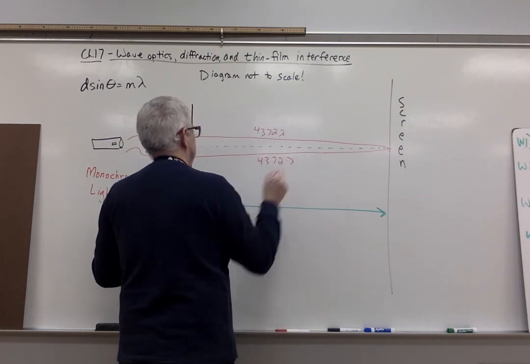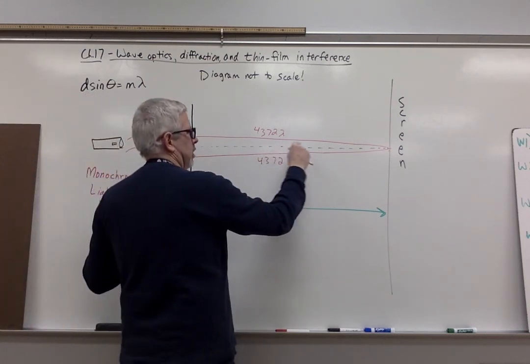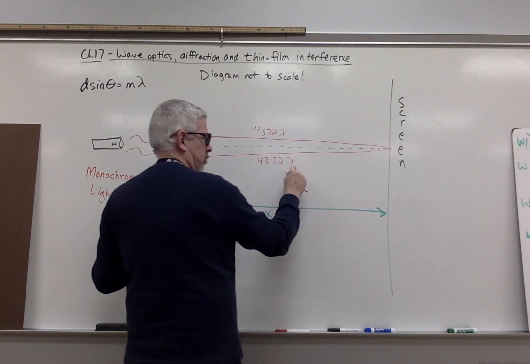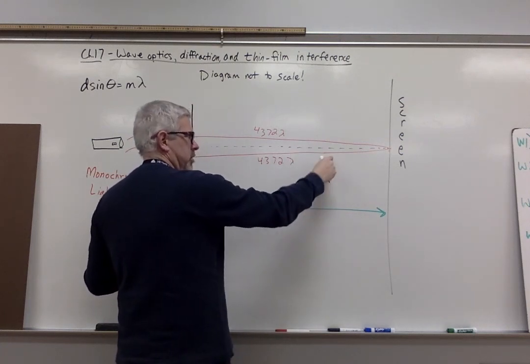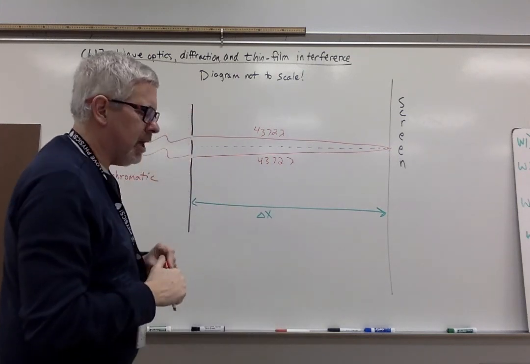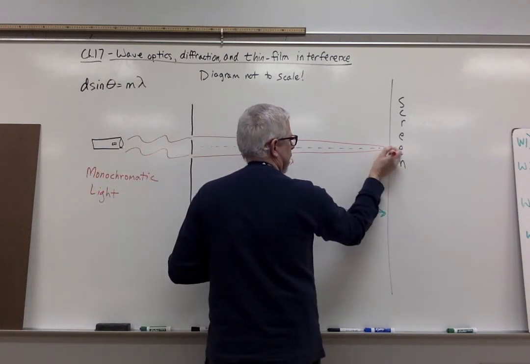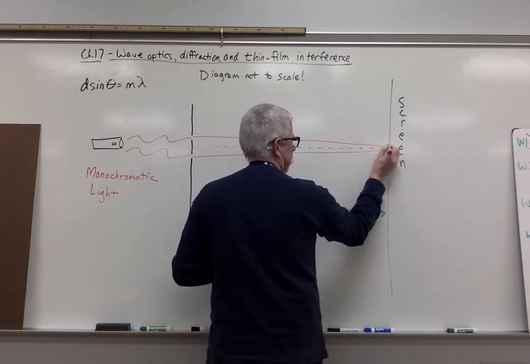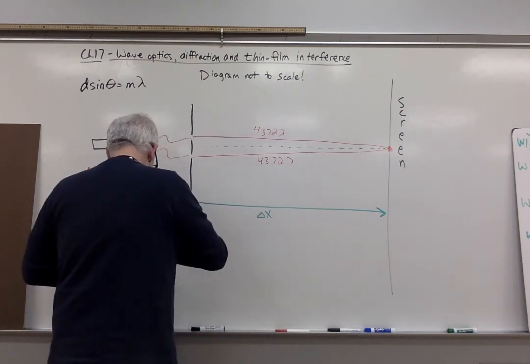That means this bottom one also traveled 4,372 wavelengths. And since this is monochromatic light, if a crest from this one is striking, a crest from this one will strike. A trough from this one is striking, a trough from this one will strike. So you're always going to get constructive interference. What we would find here is a central maximum, or a bright spot on that screen. So something like that.